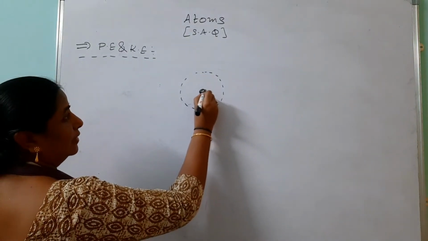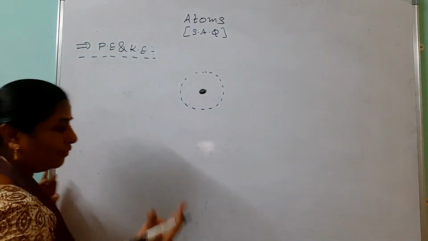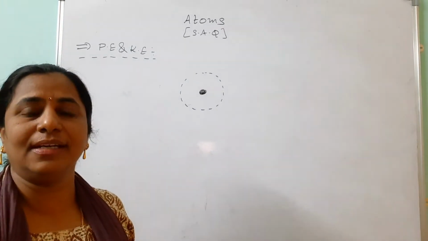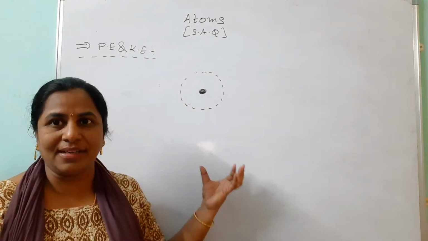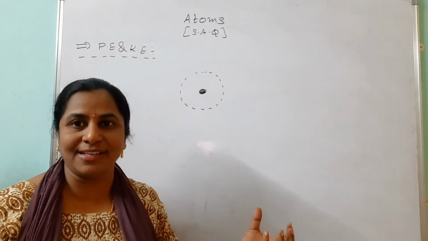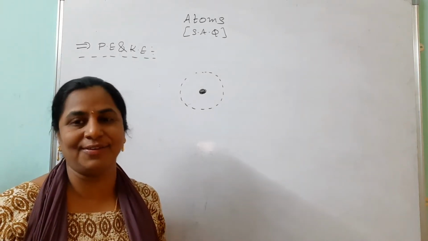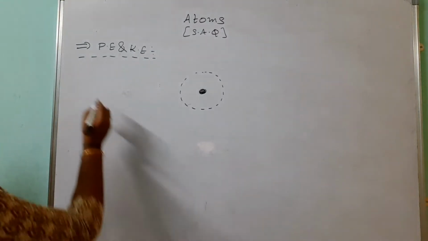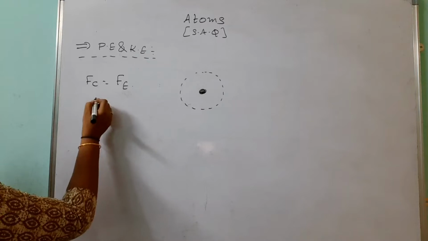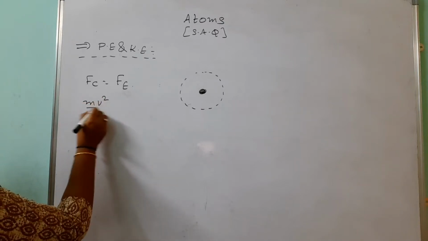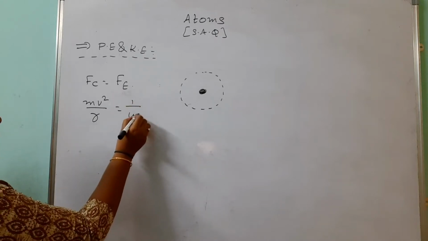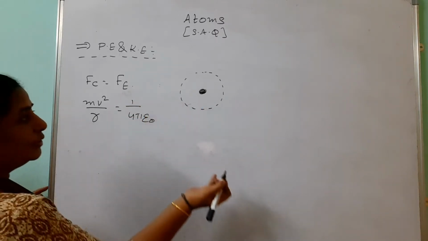These are the electrons, this is the nucleus. Whenever a body is in circular motion, it has a centripetal force. Here the centripetal force is provided by which force? The electric force. Why? The nucleus has positive charge and the electrons have negative charge. So we can write centripetal force equals electric force. Centripetal force is mv square by r, where r is the radius. Electric force is 1 by 4 pi epsilon naught Q1 Q2 by r square.